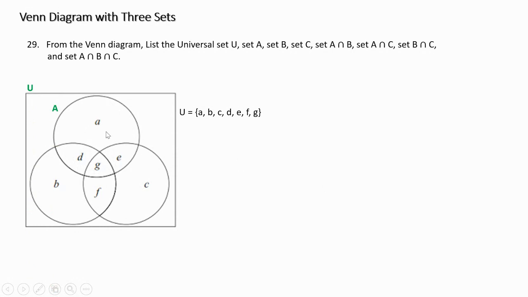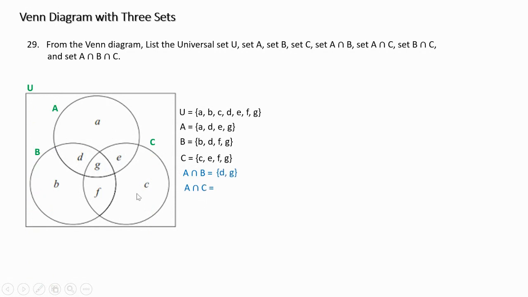Now set A is going to be A, D, E, G. Set B is going to be B, D, G, F, all these elements here. And C is going to be C, E, G, F, all these elements in set C. Okay, now, where do they intersect? What does A and B have in common? A and B have in common a D and a G.